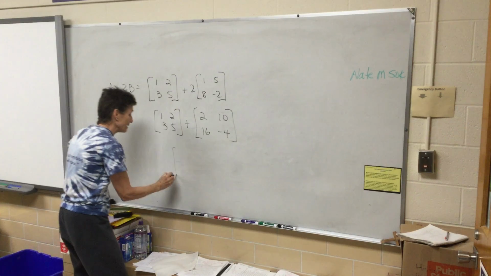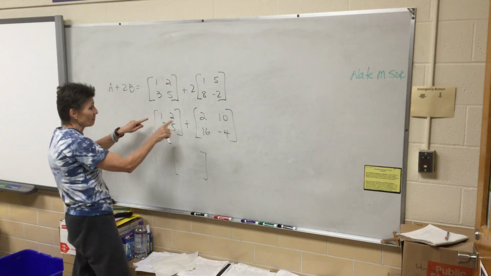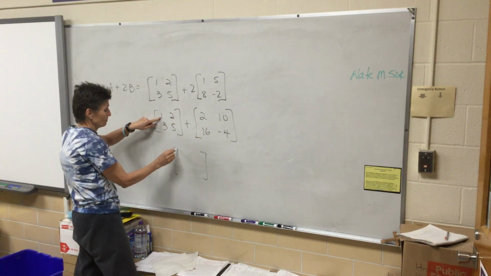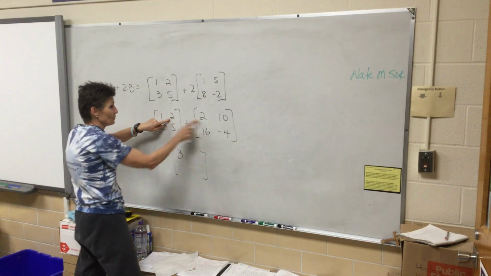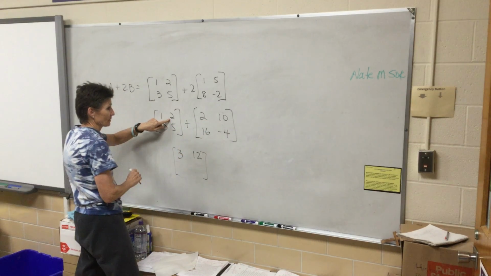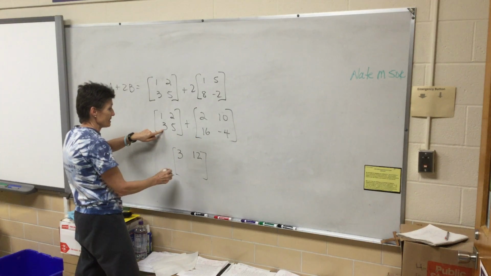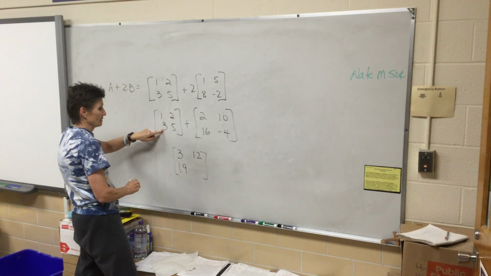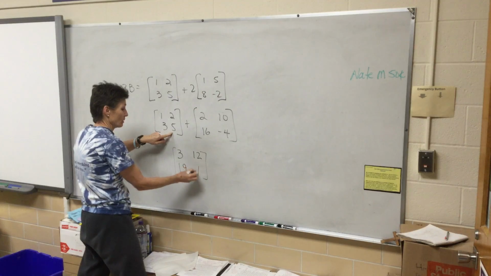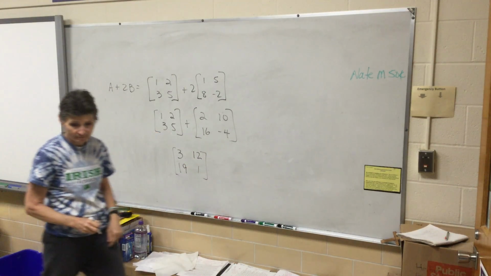And then when we add, we just add same spots. So 1 and 2, 2 and 10, 3 and 16, and 5 and negative 4. Does that look okay? Yeah.